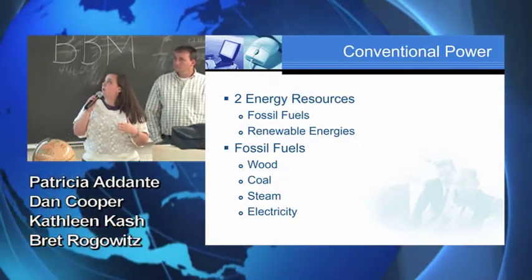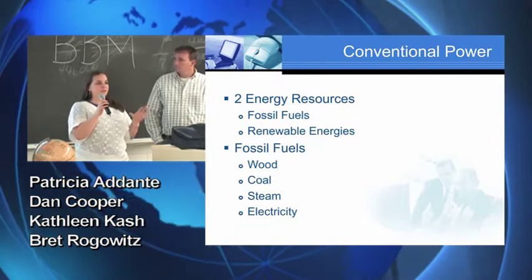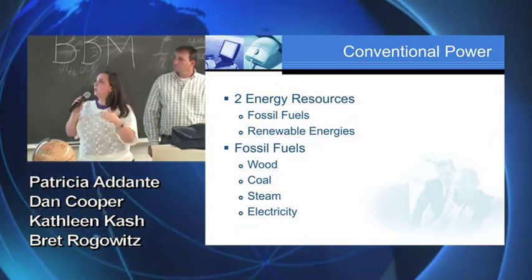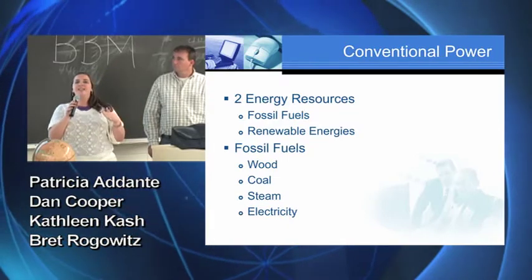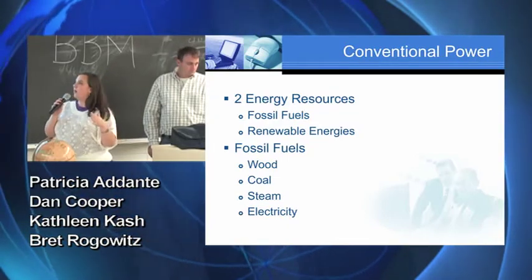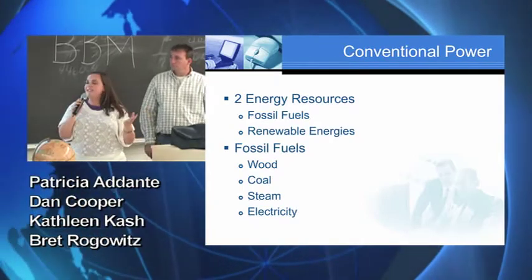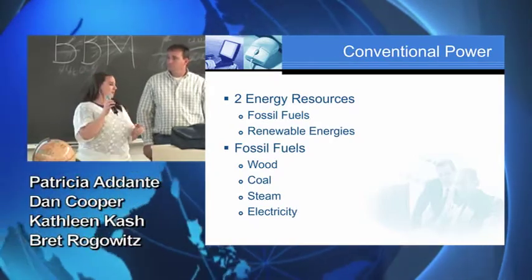So conventional power basically comes down to two different energies. One is fossil fuels and the other one's renewable energies. This includes things like the sun and wind power. The fossil fuels that we're going to talk about are wood, coal, steam, and electricity.